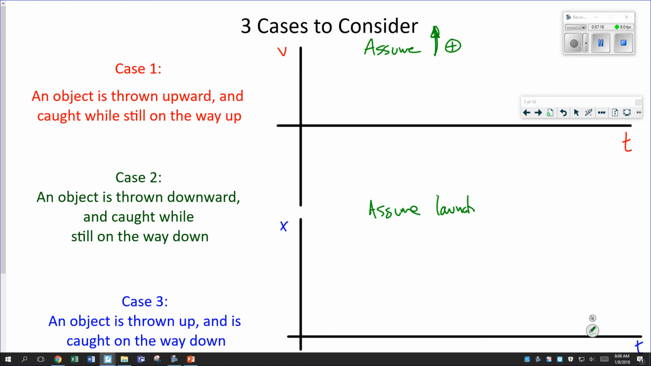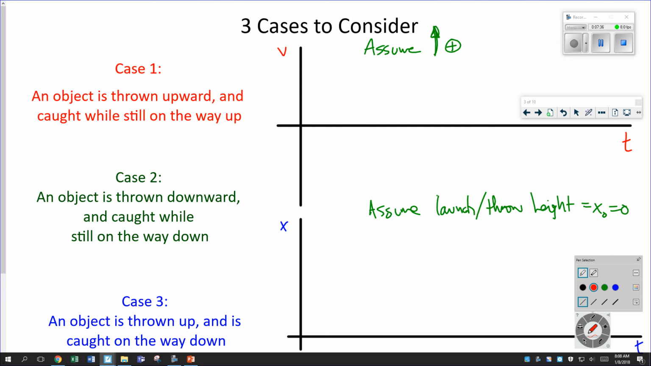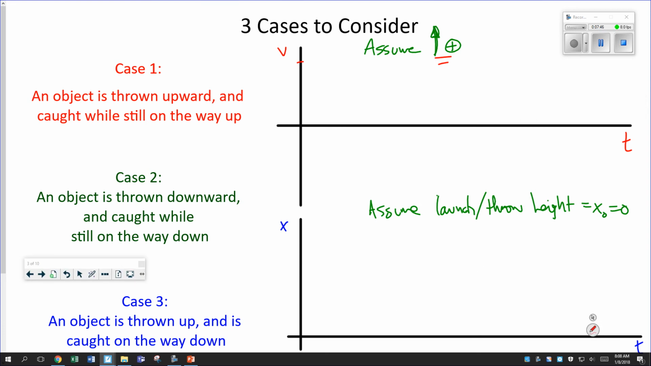launch/throw height is x0 of 0. All right, so case 1, an object thrown upward and caught on the way upward. Well, here's what's going to happen. Thrown upward. Upward is positive, so we start with a positive velocity. Thrown upward, caught on the way upward.